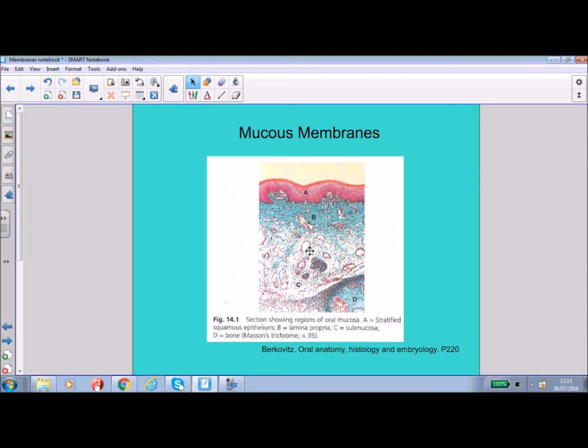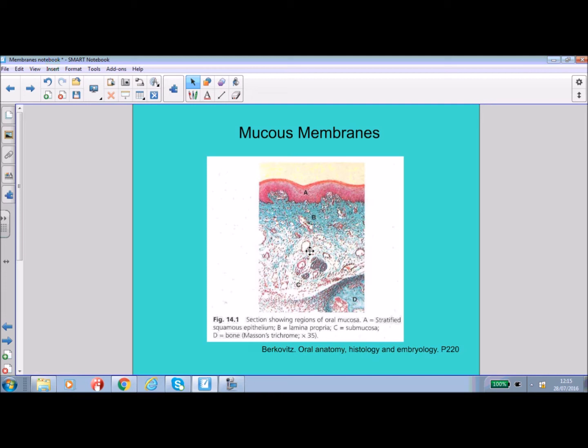So just like in cutaneous membrane it was subcutaneous, in mucous membranes it's submucosa. And the purpose of mucous membranes is to provide a moist, slippery surface. So we find it in our mouth, and continuing on from there all the way through the alimentary canal.